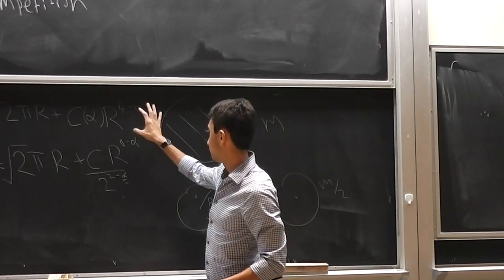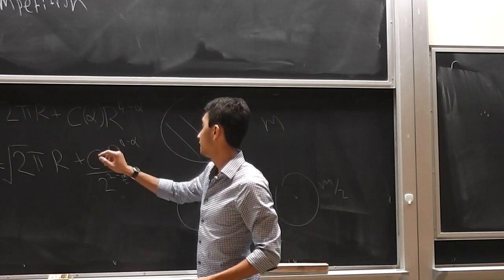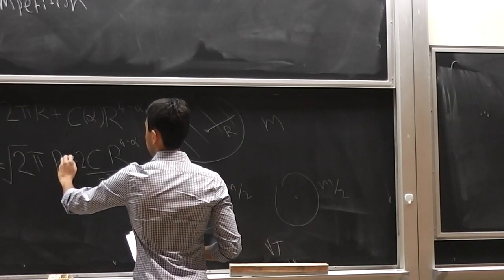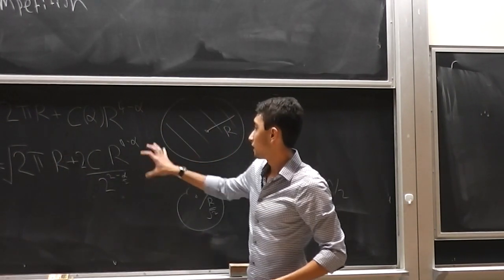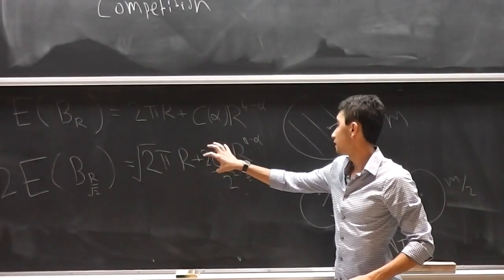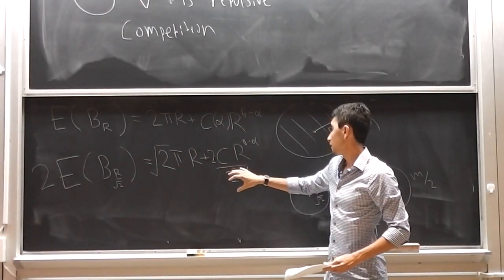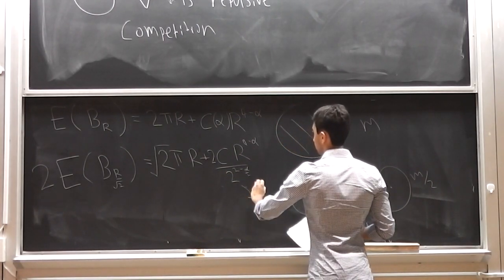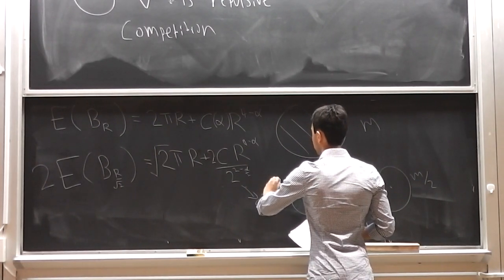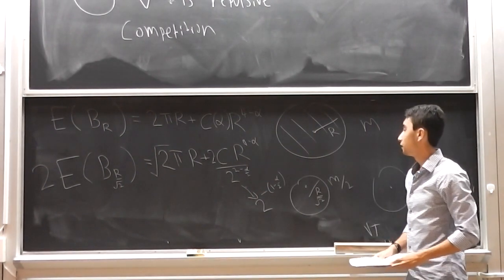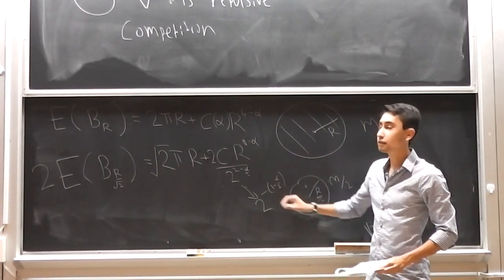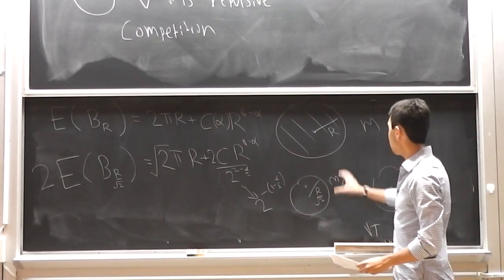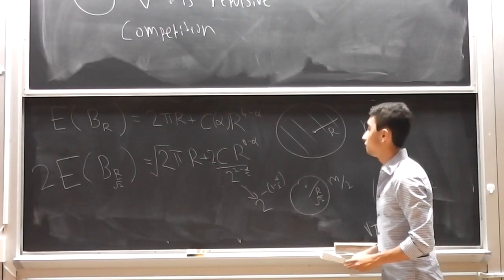Okay, so what does this go like? This goes like r to the 4 minus alpha times c. And this goes like r to the 4 minus alpha times 2c, so it's going to be 2 to the minus 1 minus alpha over 2. So this is like, for small alpha like a half, right? It turns out that this has smaller energy for large values of r.